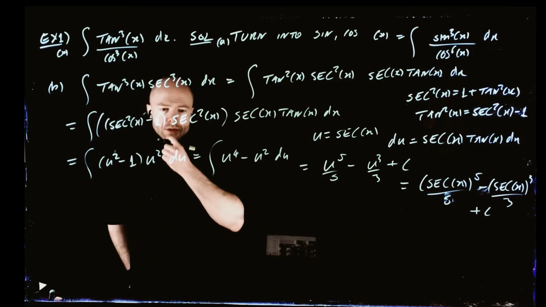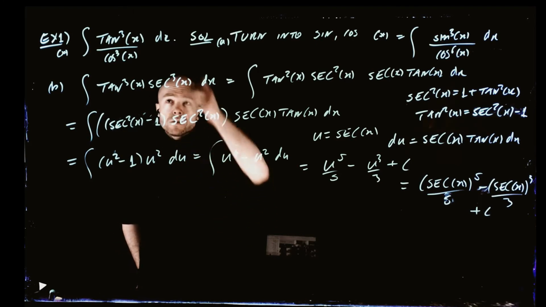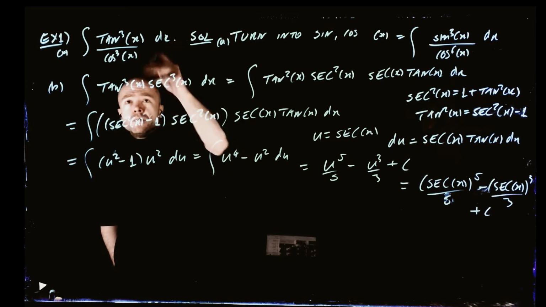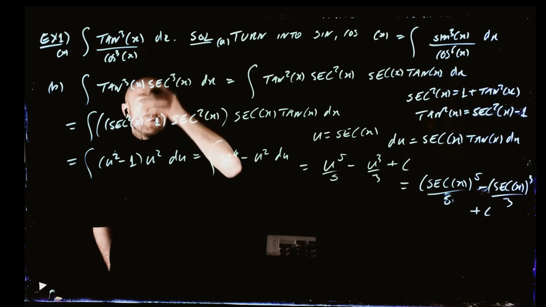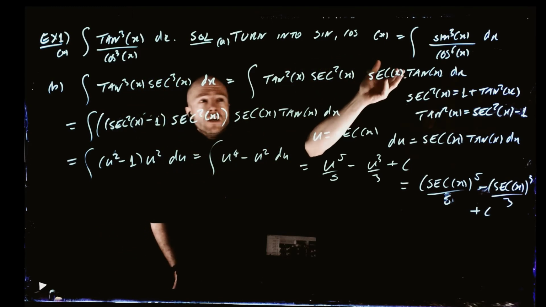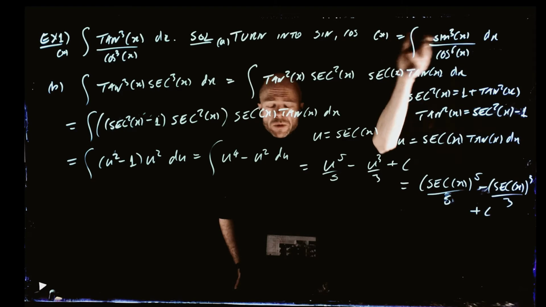Cool. Everybody happy? Yeah? So what did we do? We looked at this thing. We wanted to make some kind of algebraic simplification to turn it even into a sine cosine or a sec tan. Sec tan looked a little bit easier. Sine cosine would also have worked.